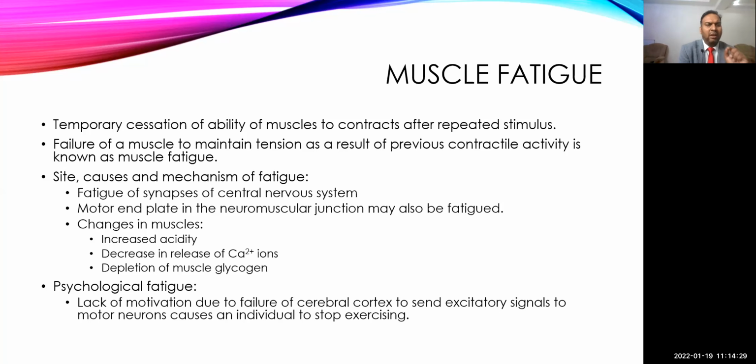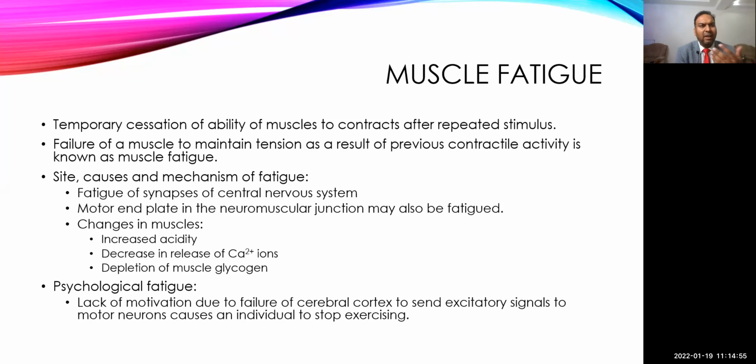So if you keep on stimulating the muscles, it will keep on contracting, contracting, contracting. One point will come when it will reduce its response to the stimulus, and slowly it will completely stop responding to the stimulus, and then we say the muscle is fatigued. They will not be able to maintain the tension of the muscle contractility.